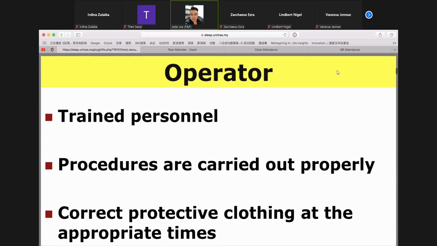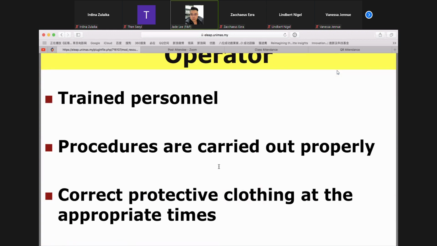So for example, the operator, the trained personnel, or probably you, if you are the students, the procedures are carried out properly, and wear protective clothing at the appropriate times. For ladies, you need to tie your hair if it is too long, and it's possible you need to change your clothes before you enter the lab, and you need to change your shoes as well. For some very strict labs, you are not allowed to use your own shoes, but you have to change to the shoes that are provided by the lab.